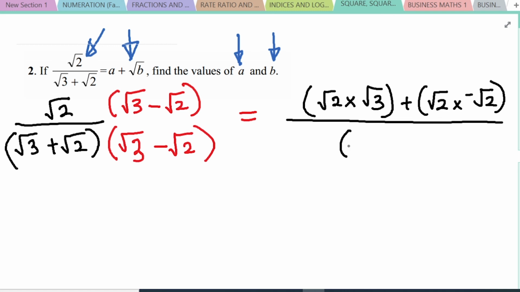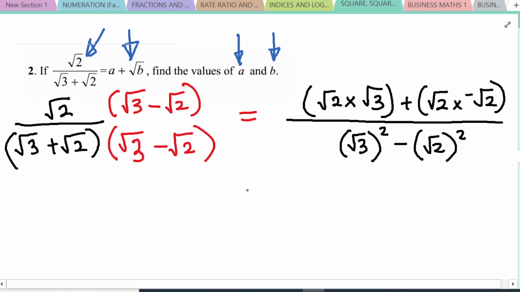Again, like I have been mentioning earlier, this is the square root of 3 squared minus the square root of 2 squared. So this is going to become root of 2 times root 3, which is going to be root of 6, then plus square root of 2 times negative square root of 2. Remember, like I said, when you're multiplying two surds that are the same number, like root of 2 times root of 2, the answer will be 2. So this is plus negative 2.